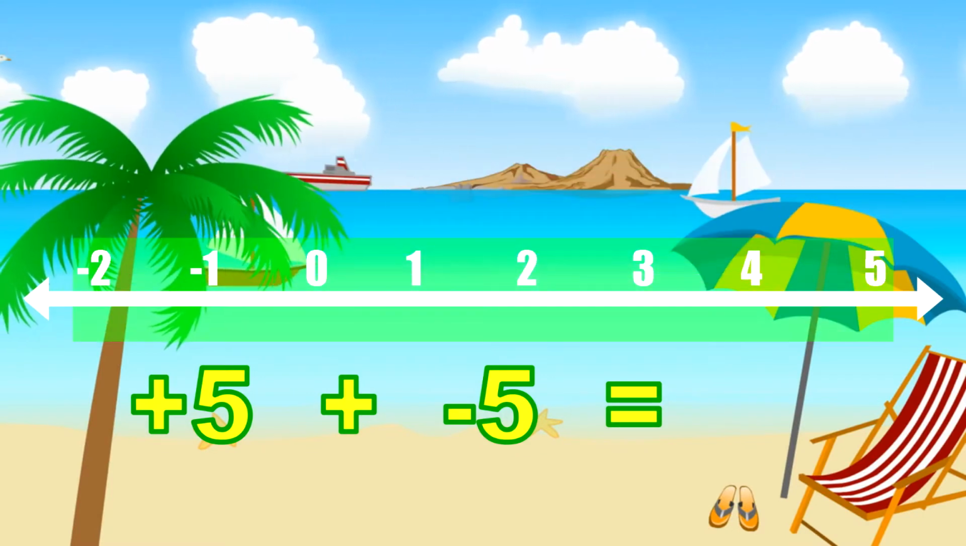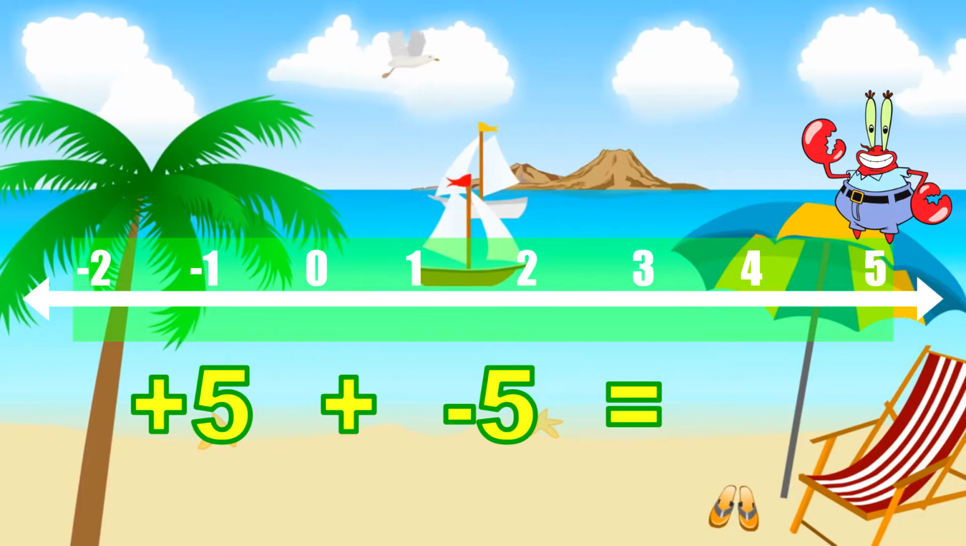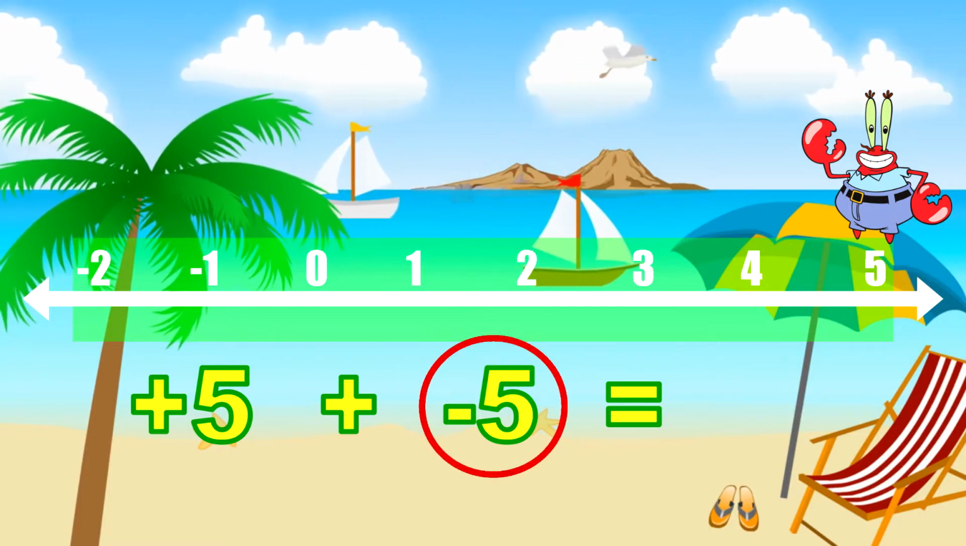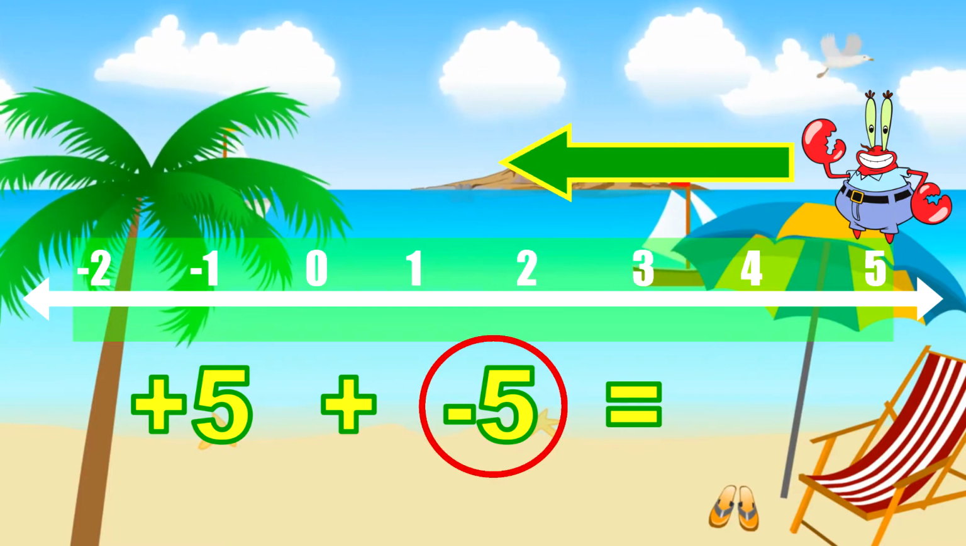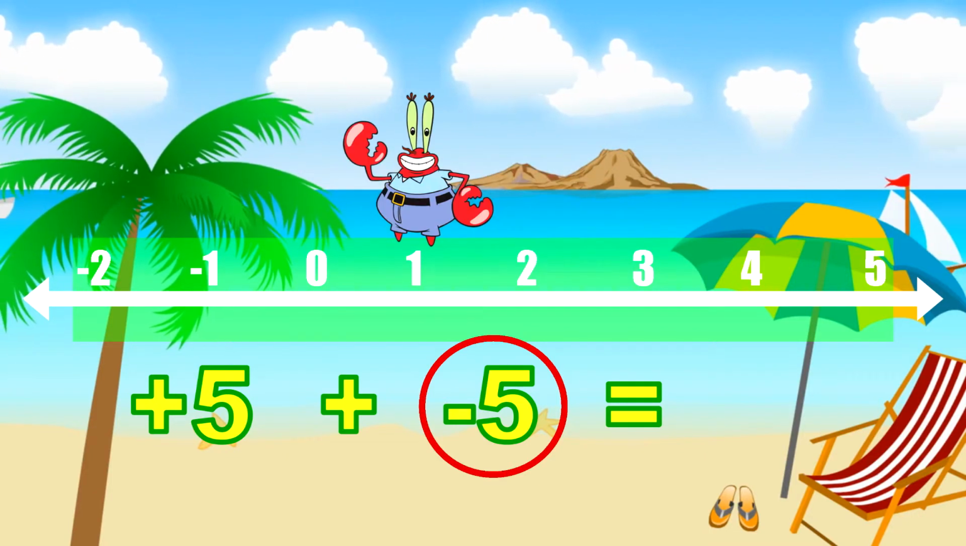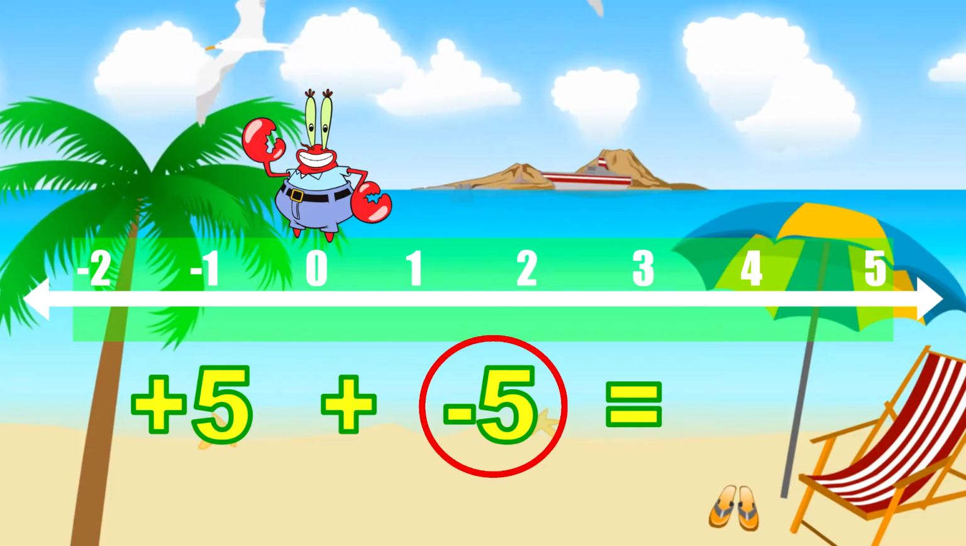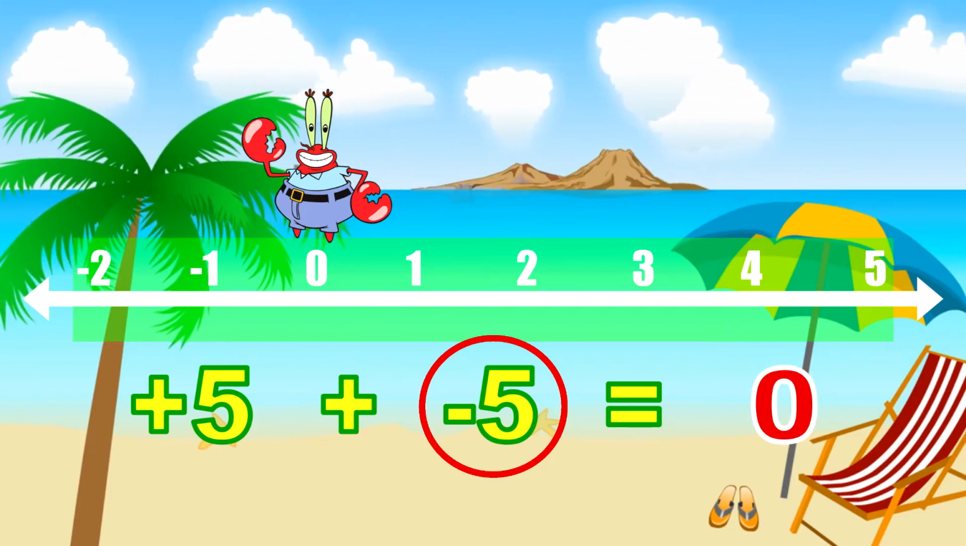Positive 5 plus negative 5. Krusty Krab is at positive 5. And since you are adding a negative number, it will move to the left. 1, 2, 3, 4, 5. Now, Krusty the Krab is at 0, so the answer is 0.